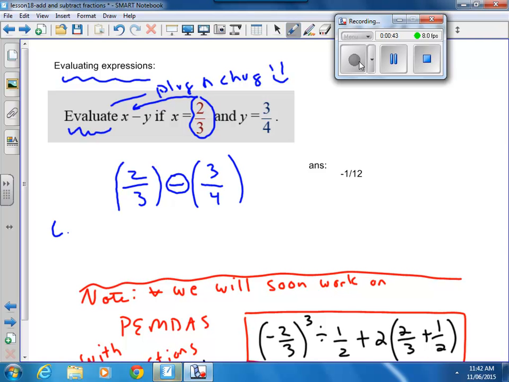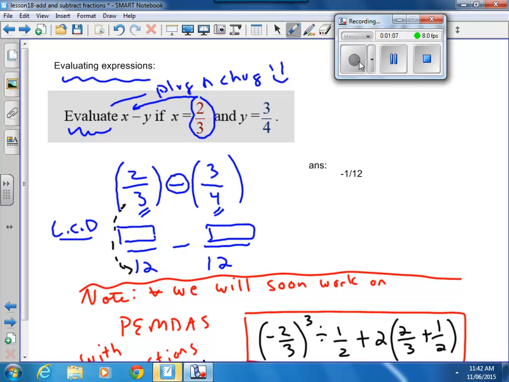Well, they need the LCD. They need the least common denominator. Well, 3 and 4 both go into 12. So when you get comfortable, you'll start to be able to look at it and say, look, I know the LCD is 12. Now I'm going to transform both of these fractions into something out of 12. Now I'll do this in another color. Okay, think about it like this. How does 3 become 12? Times by 4, right? So whatever you do to the bottom, you better do to the top.